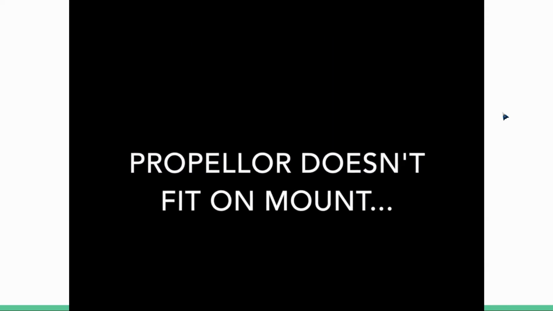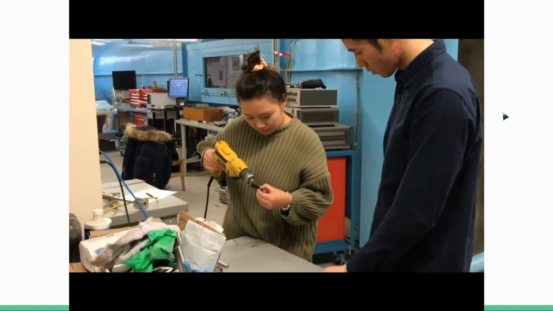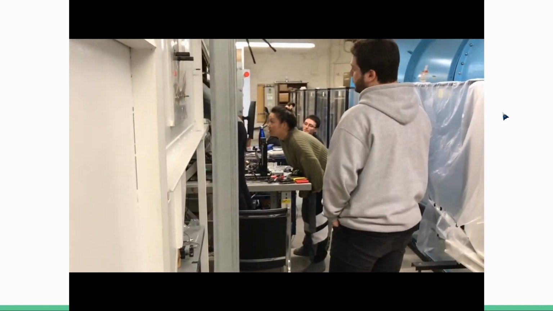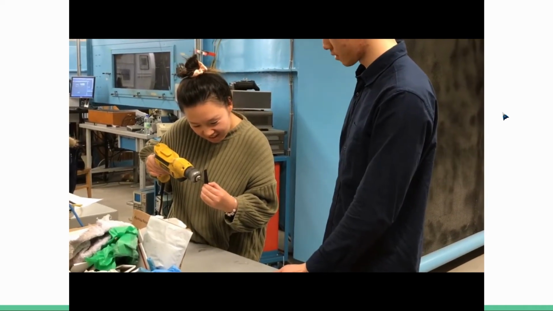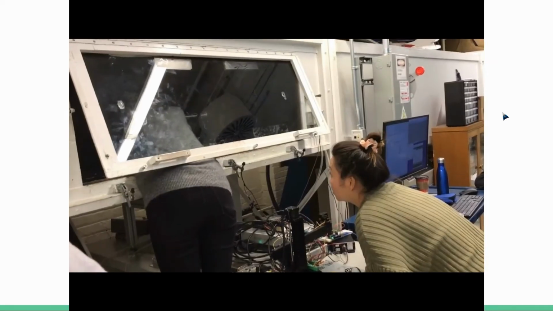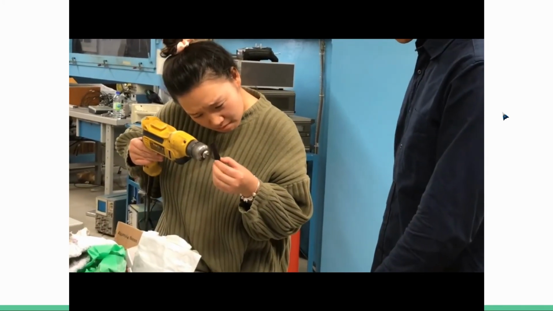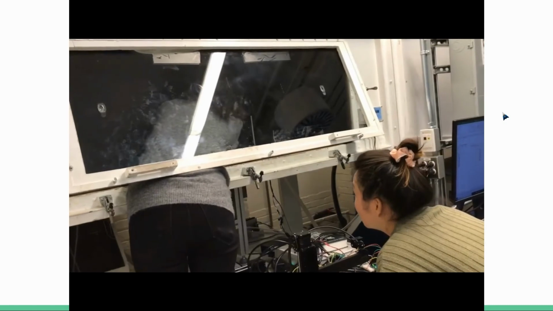However, at first the propeller did not fit on the mount. We got creative in increasing the whole size of the propeller so that it could be properly fitted. We did have difficulties, but we kept trying. After a few more attempts, we finally had some success. And we were able to mount the propeller and get measurements. As you can see here, the propeller spun just beautifully.